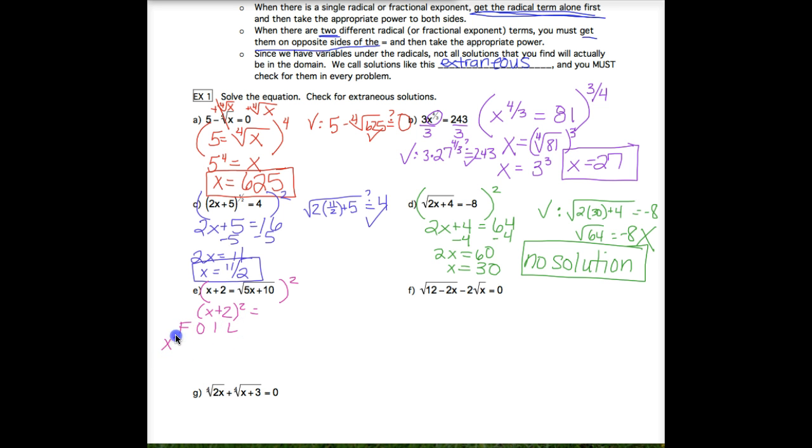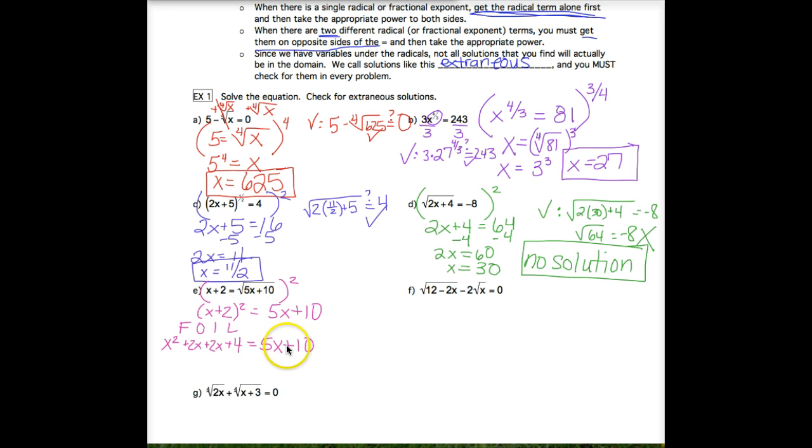So first x squared, the outsides, because it's x plus 2 times x plus 2, would be 2x. The insides are 2x, and the lasts are 4. Over on the right side, the square root and the squared undo each other, so I've got 5x plus 10.